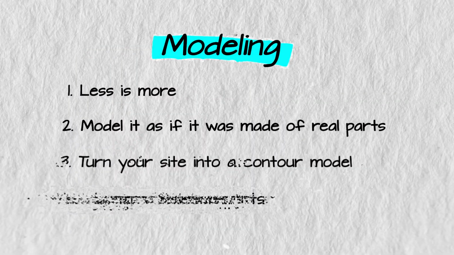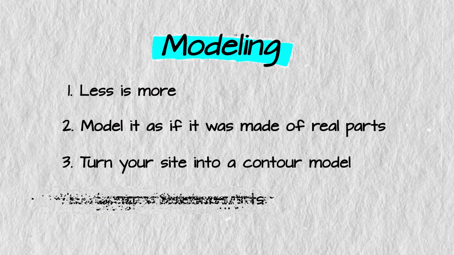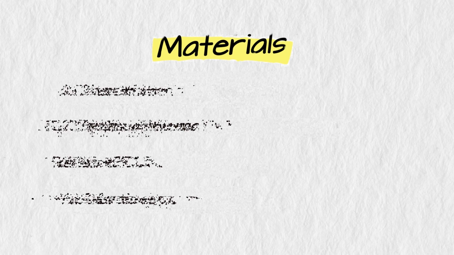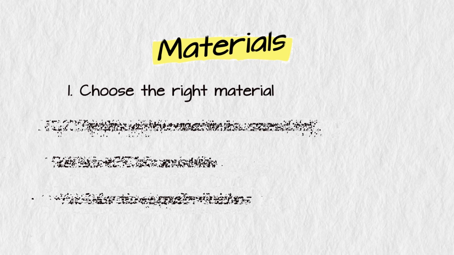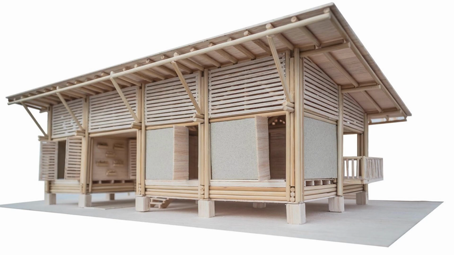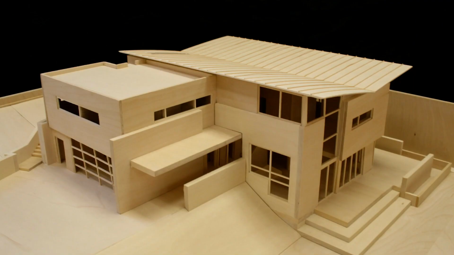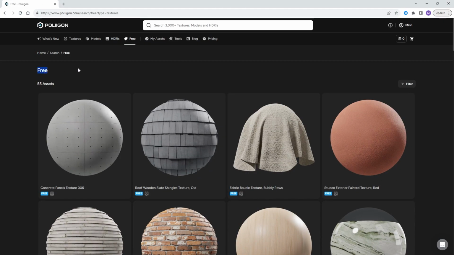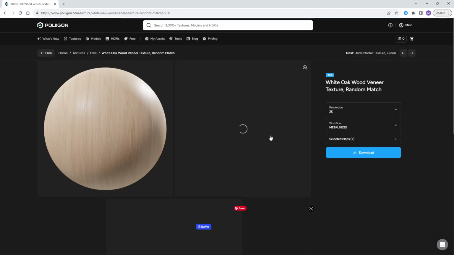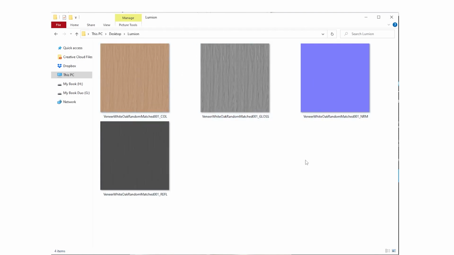The last modeling tip is very important, but before I show you this, let's move on to the materials, which I also have 4 tips for you. Number 1. Choose the right material. A physical architecture model can be made of lots of different materials. For me, I want to create a basswood material, so I will go to Polygon and download this free wood material here. Then we can extract it to get the different maps.